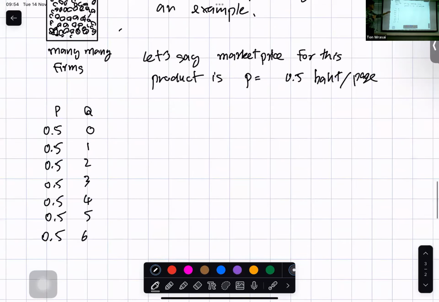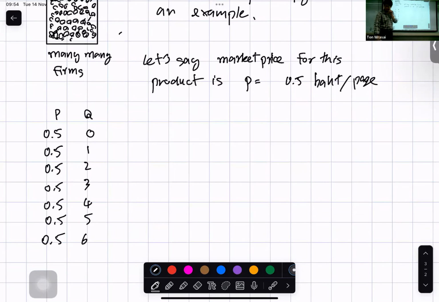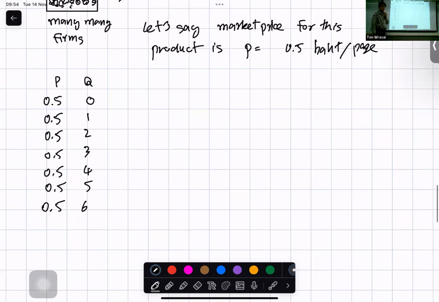So we would have price column and quantity sold. Second column. Price is 0.5, 50 stang per page, 0.5 baht.